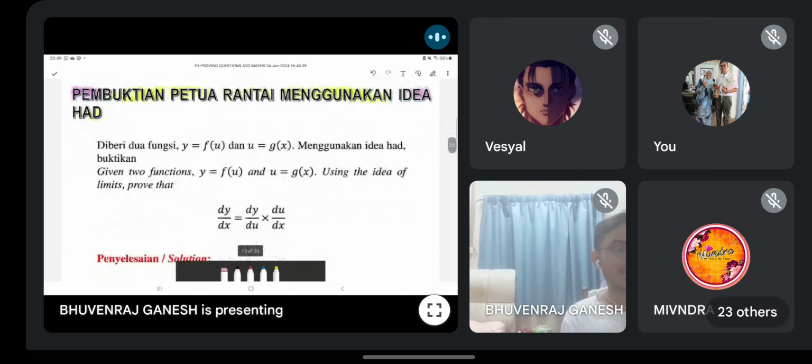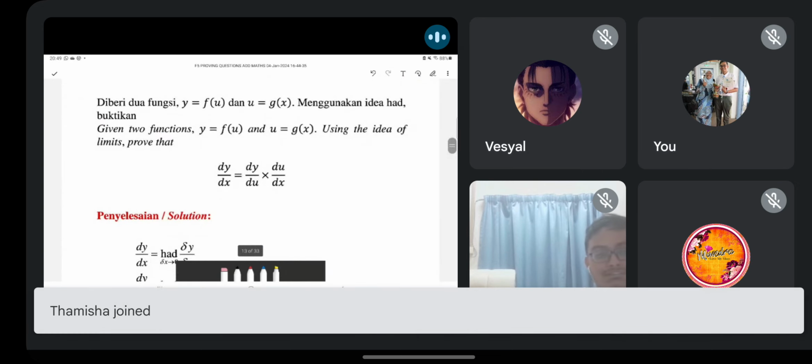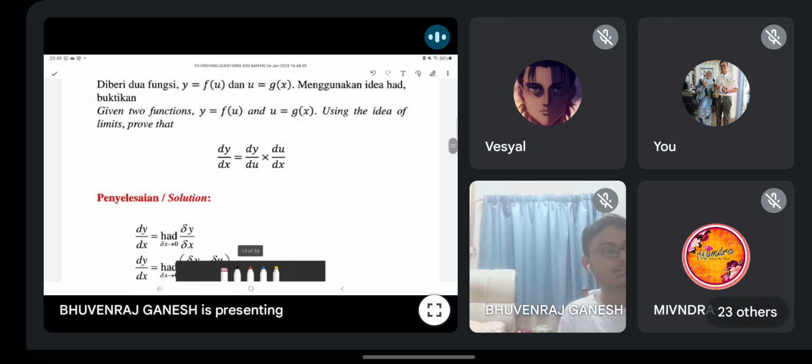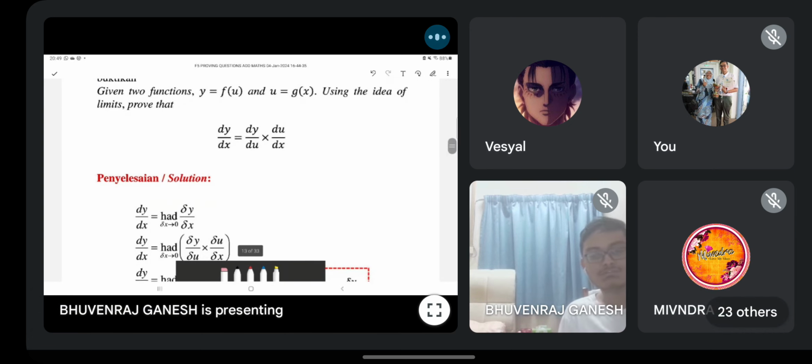Okay, so okay, Vishal, your turn. I think this is the last formula for differentiation. I'm not gonna lie, this okay very hard to understand, but I'll try lah.